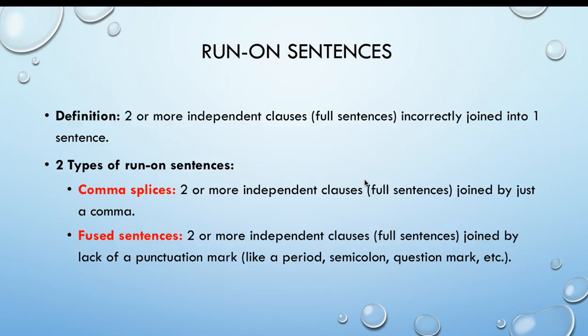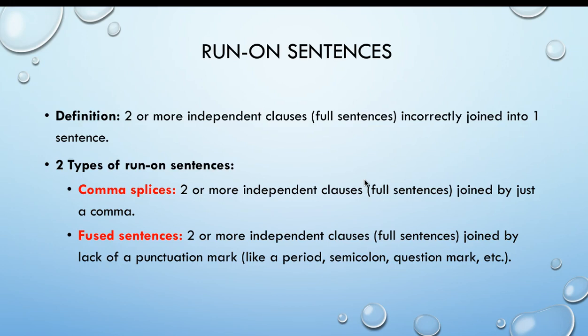All right, run-on sentences are kind of the opposite issue. That's where you have 2 or more independent clauses or full sentences incorrectly joined into one sentence. So there are 2 types of run-on sentences. You have a comma splice and a fused sentence. A comma splice is 2 or more full sentences that are joined by just a comma, which we're not allowed to do, so the comma is splicing 2 full sentences together.